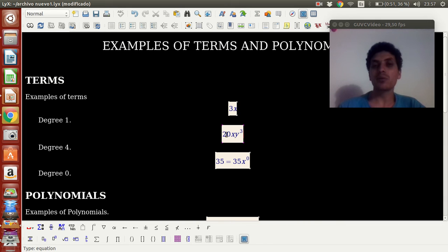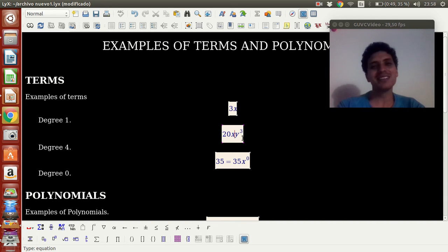20xy to the third power. So we have a coefficient 20 multiplied by some variables, x and y to the third power. So it means that we have a term. What is the degree of the term? The degree of the term is found using the exponents. 3 is the exponent here, and for x the exponent is 1, so the degree is 3 plus 1, 4th degree. Imagine that the degree is like the dimension of the term.